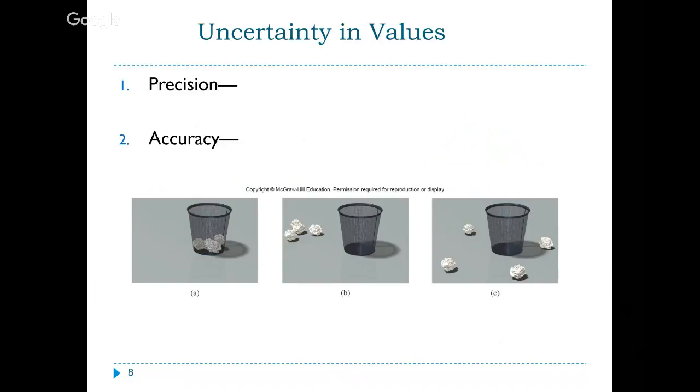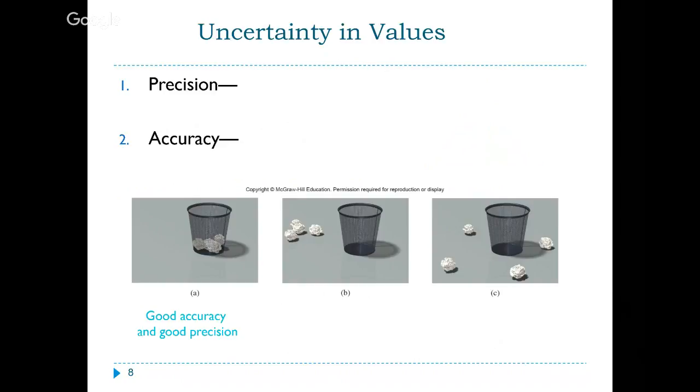So 2 important things in the measurements that we're going to take, and we want to be both precise and accurate. So precision is looking at how close are your measured values to each other. Accuracy is how close are your measured values to the true value. So for example, we're throwing paper balls into this trash can. So we made them all in, we scored all our points, good accuracy, good precision.